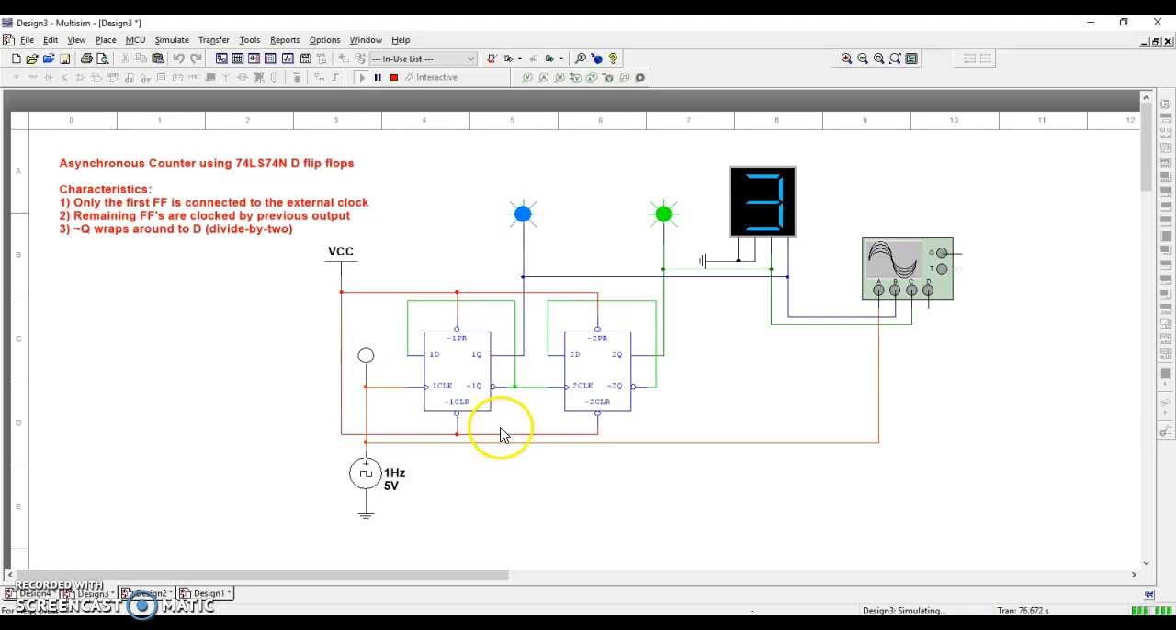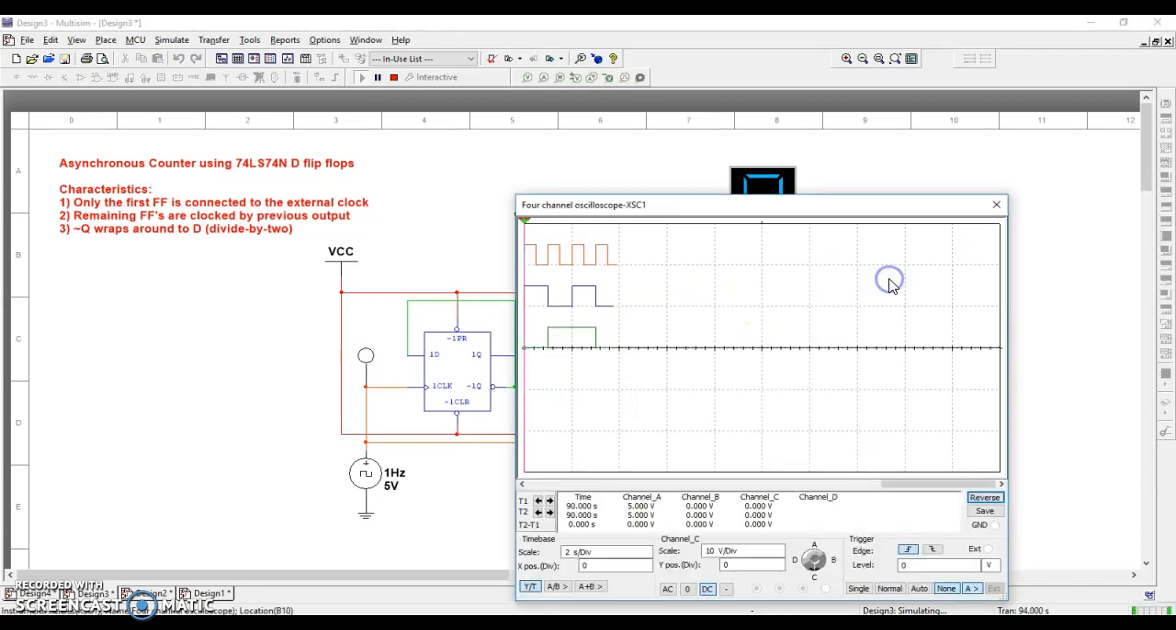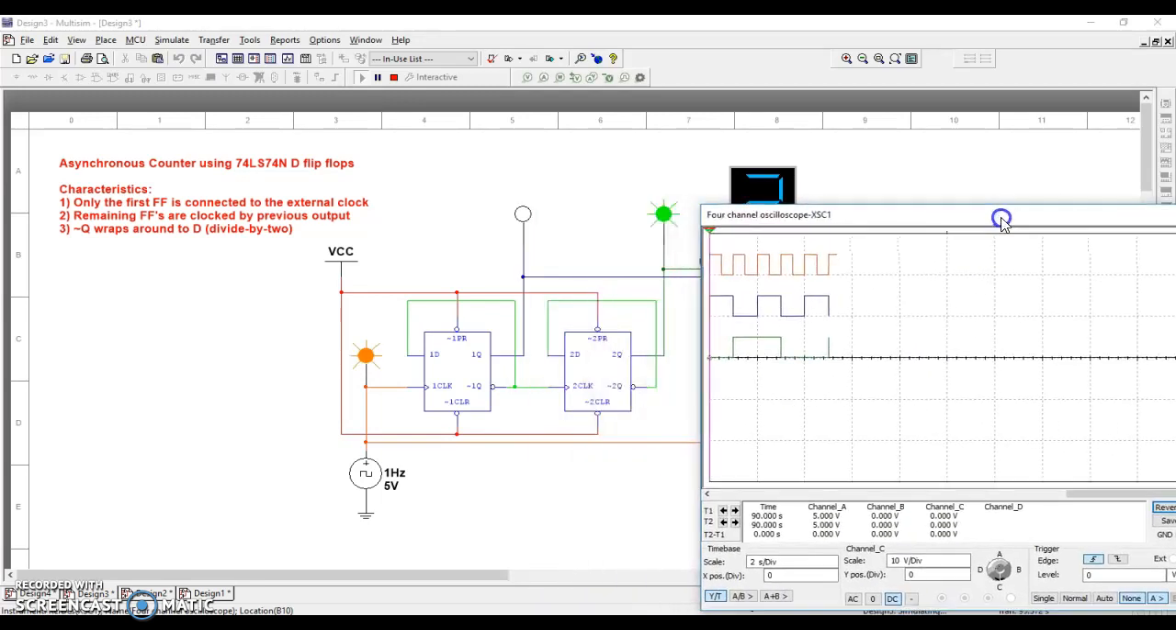I guess I should have said earlier, notice that preset and clear in this case are both tied to 5 volts, and that just means that we're not using them. I've discussed that in previous videos. Notice that both of the probes are connected to Q. That is also important. I went ahead and color-coded, which is not necessary except the reading of the oscilloscope is a lot easier when you color code.